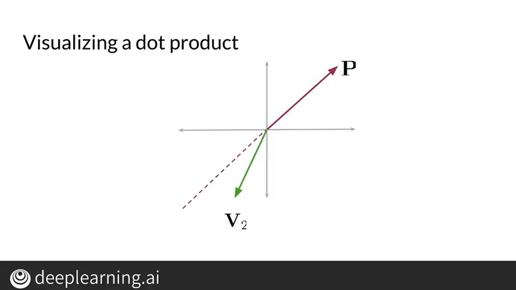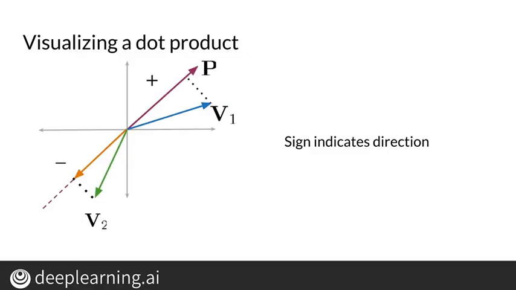Furthermore, if you had this other green vector and projected it onto vector P, the projected vector would be pointing in the parallel but opposite direction of P. The dot product would be a negative number. This means that the sign of the dot product indicates the direction of the projection with respect to the purple normal vector. So, whether the dot product is positive or negative can tell you whether the vector V1 or V2 are on one side of the plane or the other.